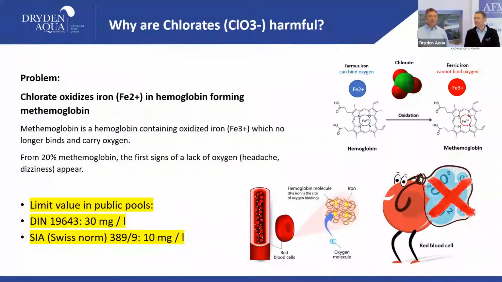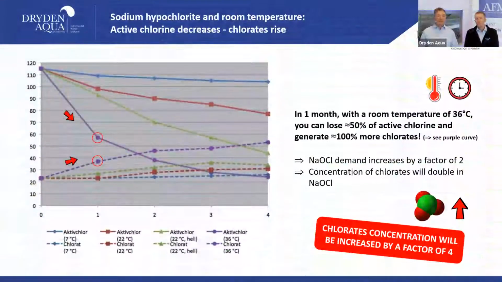And here you see the values. In Germany, they should be below 30. In Switzerland, we are more sportive in this category. We should be below 10 milligrams per liter. By the way, Germany also wanted to go to 10, but then the food industry became very nervous and said, okay, let's go back.